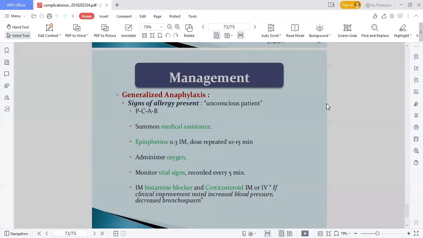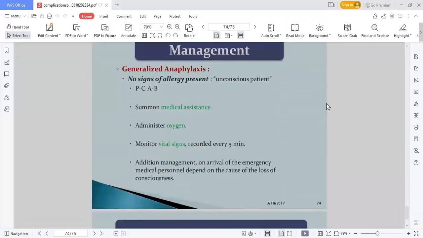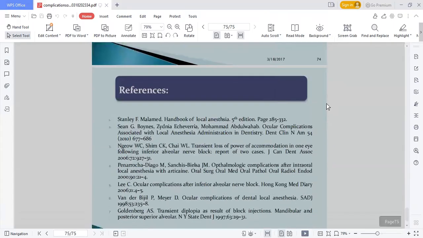When a patient develops generalized anaphylaxis with signs of allergy present, epinephrine 0.3 mg should be given, oxygen administered, and vital signs monitored and recorded every 5 minutes. IM histamine blockers and corticosteroids should be given. Clinical improvement is noted by increased blood pressure and decreased bronchospasm. If there is no sign of allergen present, seek medical assistance, administer oxygen, and monitor vital signs, recording every 5 minutes. Additional management on arrival of emergency medical personnel depends on the cause and the field, such as loss of consciousness.